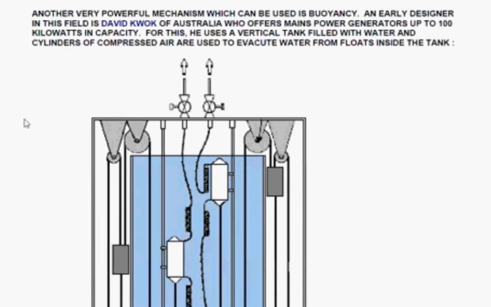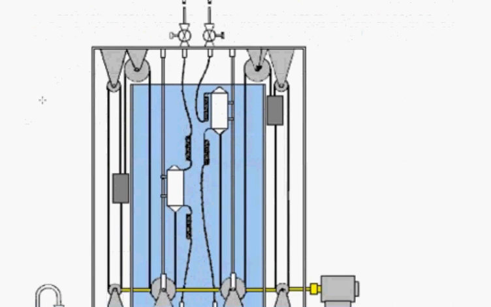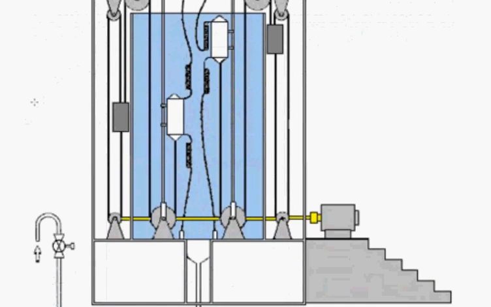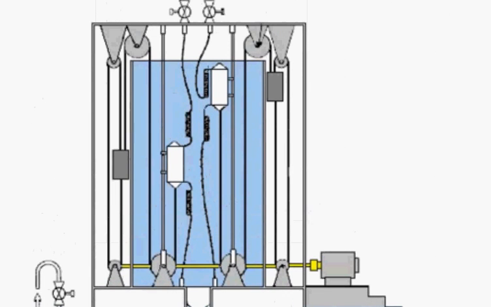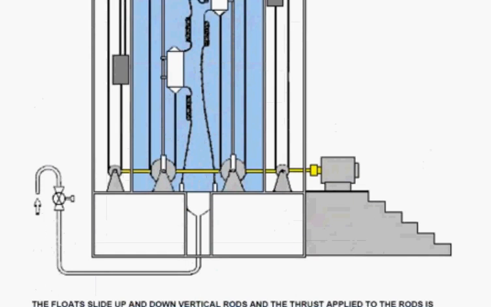We come on to another system here. This is a rather complicated version of it. This is by David Kwok of Australia. And this is a mains power generator, and he offers them for sale in sizes up to 100 kilowatts. Now what it is, is two floats. These floats move up and down a vertical metal rod. And the system is powered by compressed air, which is fed in through here from a compressed air tank.